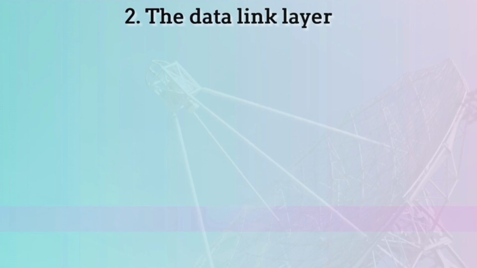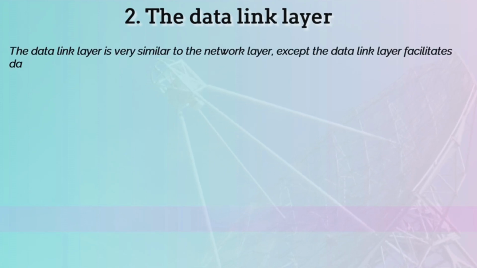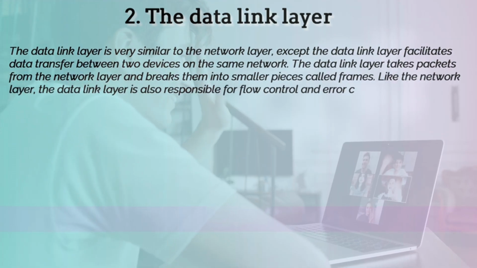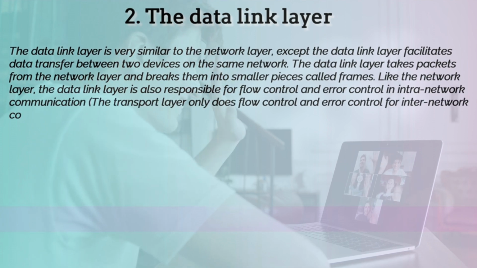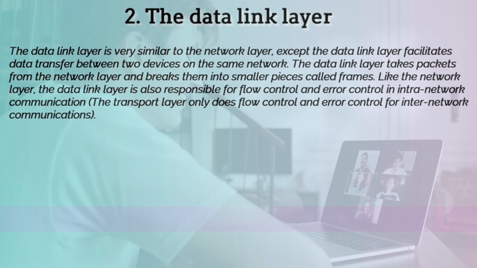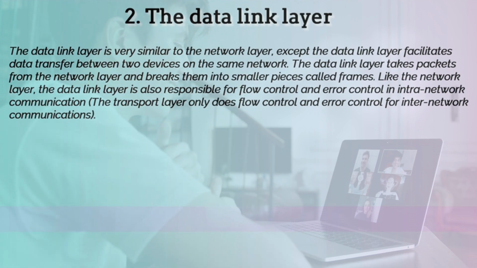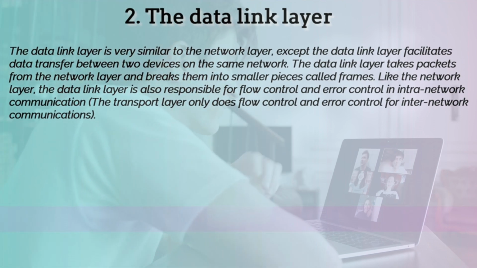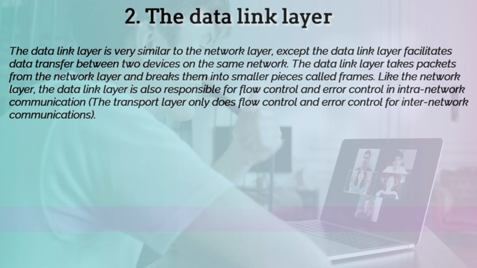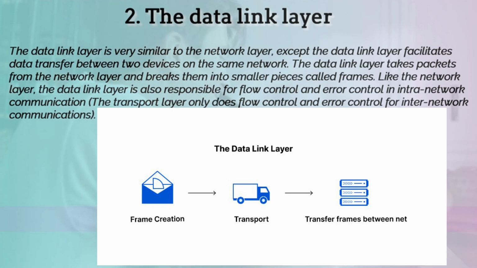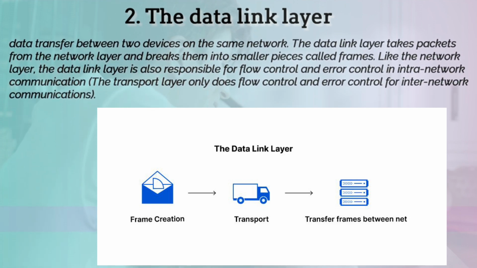Second, the data link layer. The data link layer is very similar to the network layer, except the data link layer facilitates the data transfer between two devices on the same network. The data link layer takes packets from the network layer and breaks them into smaller pieces called frames. Like the network layer, the data link layer is also responsible for flow control and error control in the intra-network communication. The transport layer only does flow control and error control for inter-network communications.